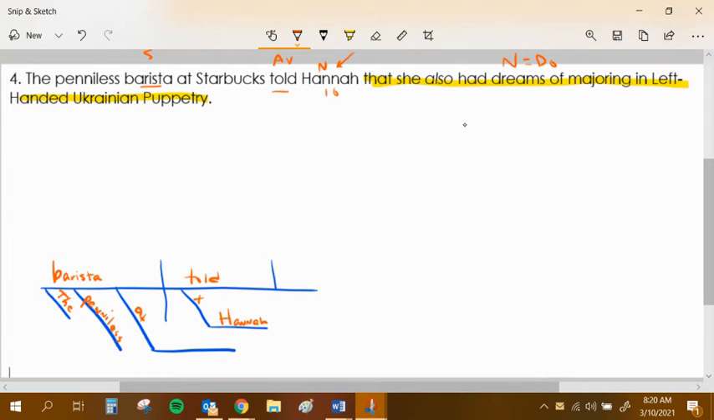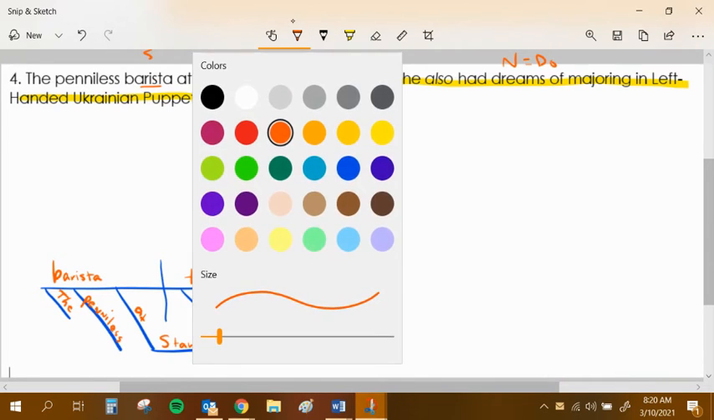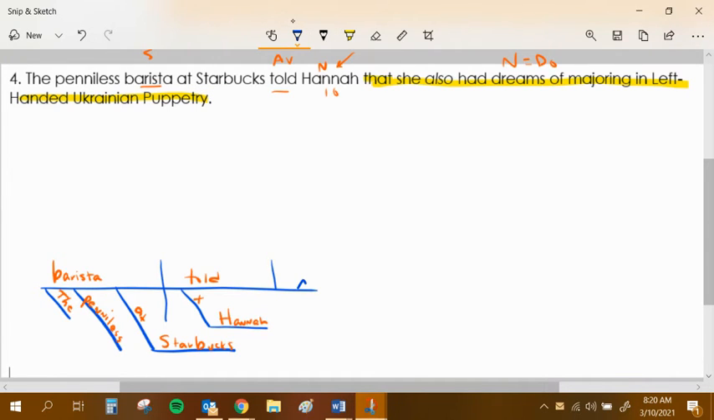Anyway, the irony is that she majored in this awful thing of left-handed puppetry, and now she's working at Starbucks. Okay, so the penniless barista at Starbucks told Hannah what? Let's build our tree.